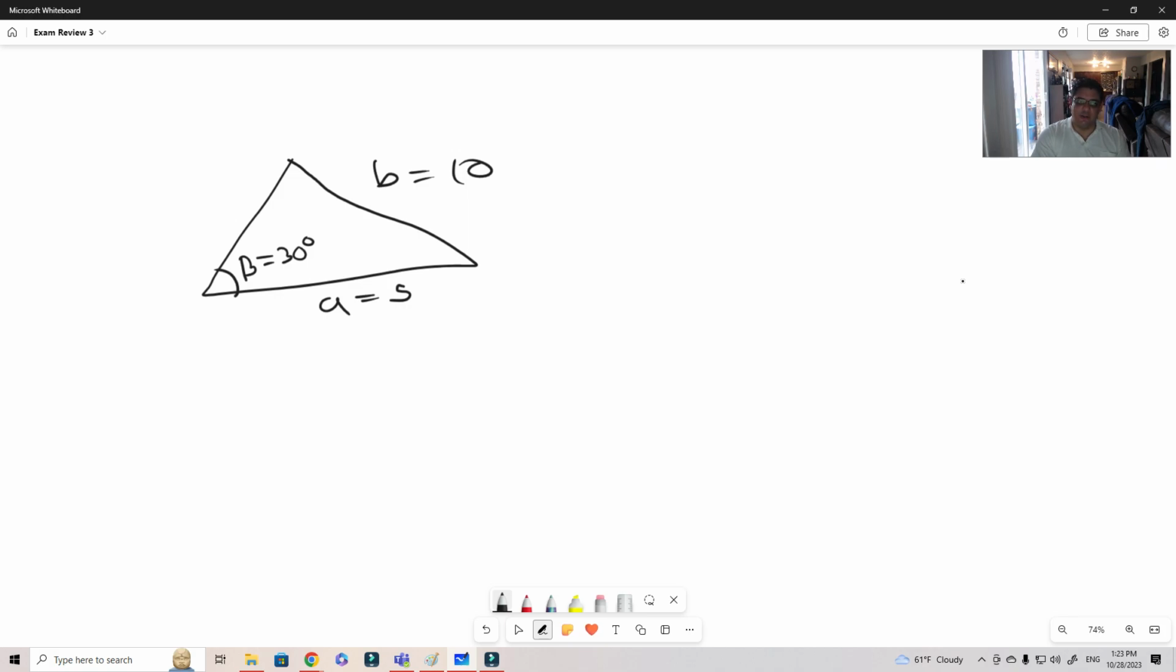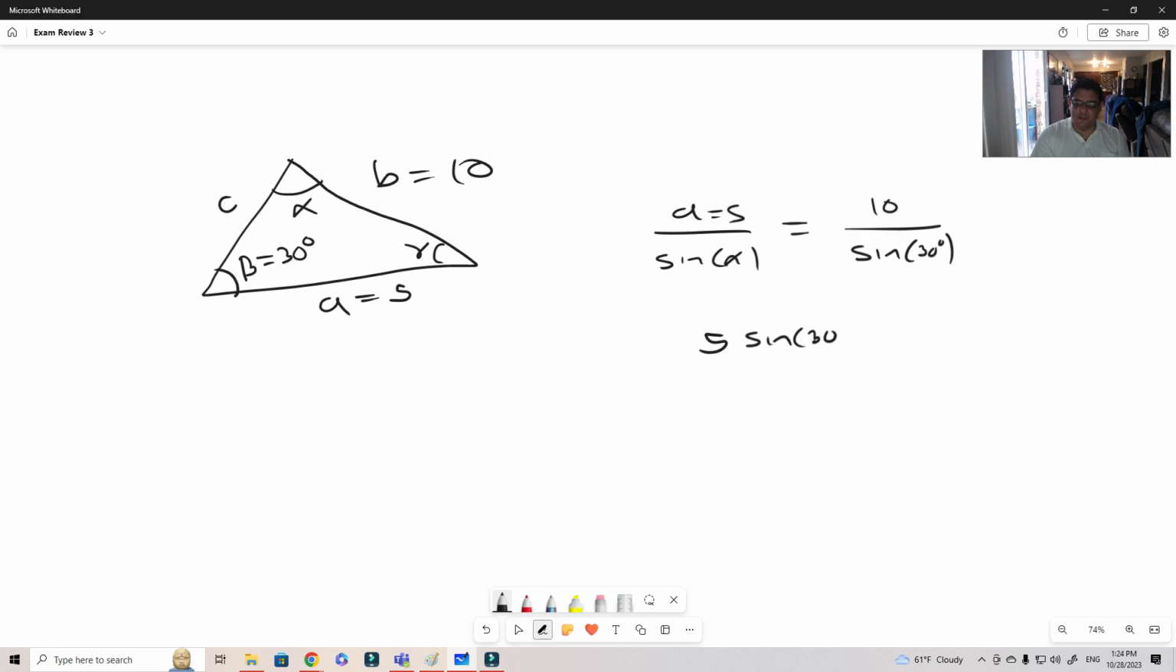So I need to find the other angle, alpha, and I don't know the side C or the angle rho. To establish any meaningful information, I have to do the ratio A over sine of alpha with the one that has full information, which is B over sine of beta, so 10 over sine of 30. When I solve this, A equals 5, so 5 sine of 30 over 10 equals sine of alpha.